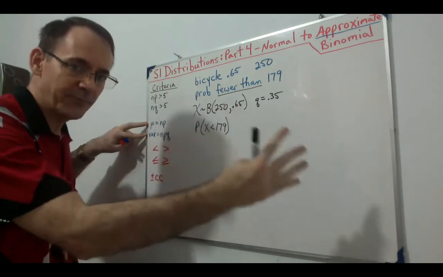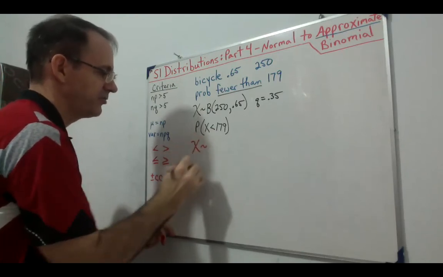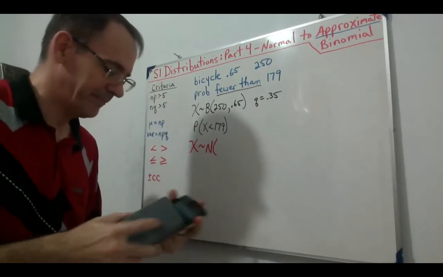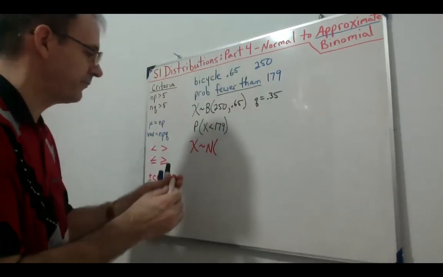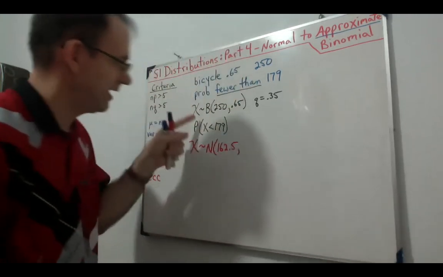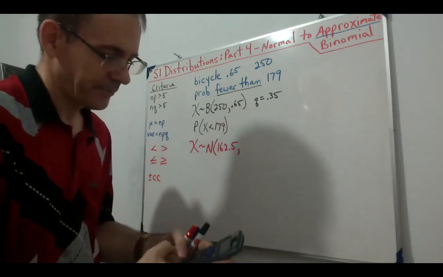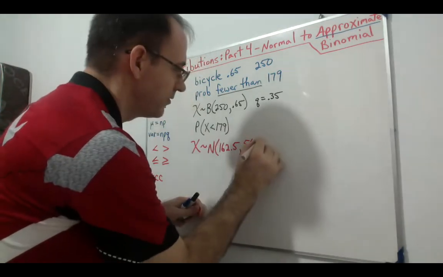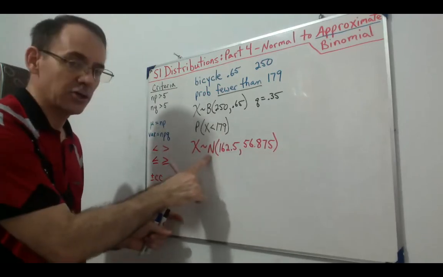And we're going to go into translating our binomial information into the normal. So this is now X distributed normally, and we have to find the mean, np. So we need to do 250 times 0.65, and we get 162.5 for the mean. And then the variance is npq. So just take that number and multiply it by 0.35, and you get 56.875. So this is our new notation for the normal distribution.